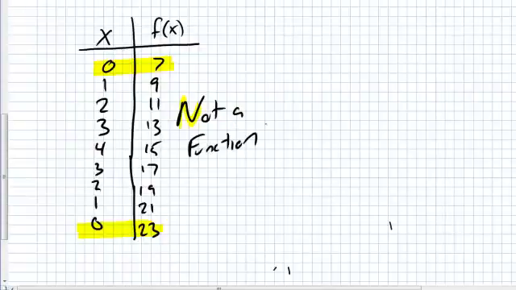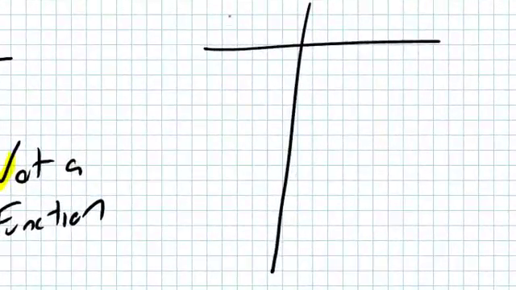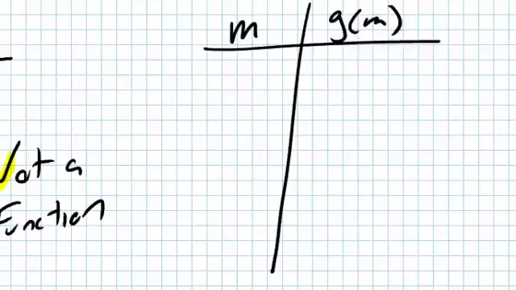Once you verify that it's not a function, you can quit and just say it's not a function. Let's do another one. This time let's say this is my M and this is G of M, to give it a different name.